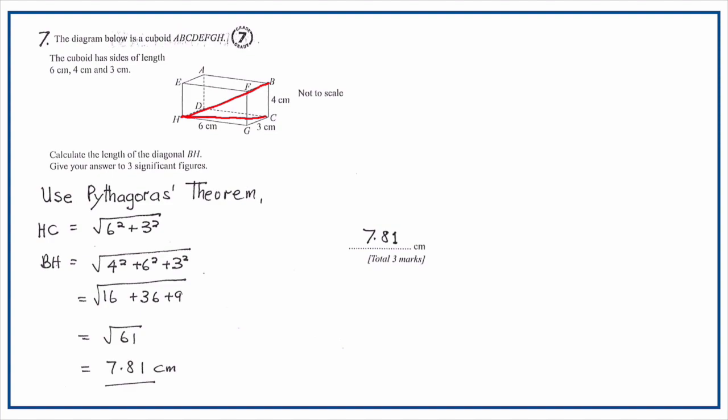which equals the square root of 61, which equals 7.81 centimeters. So the length of the diagonal BH is 7.81 centimeters to three significant figures.